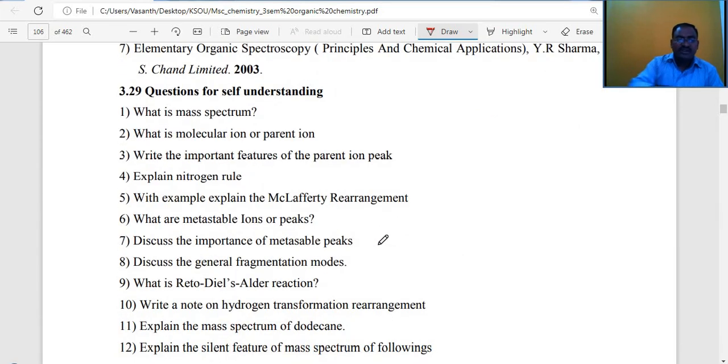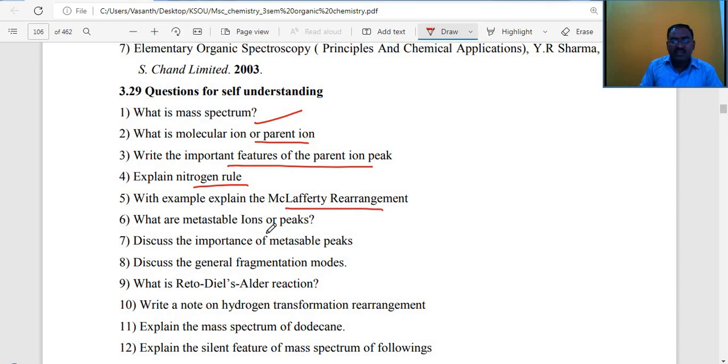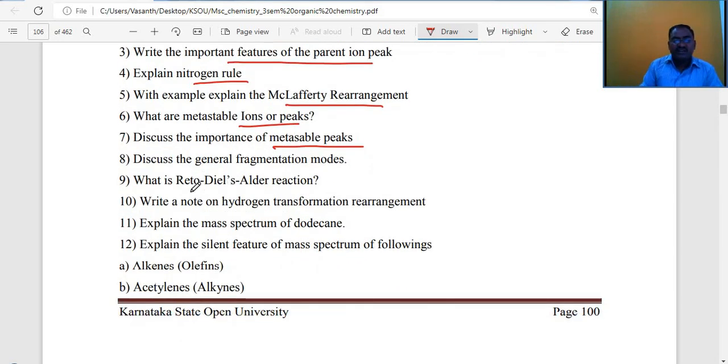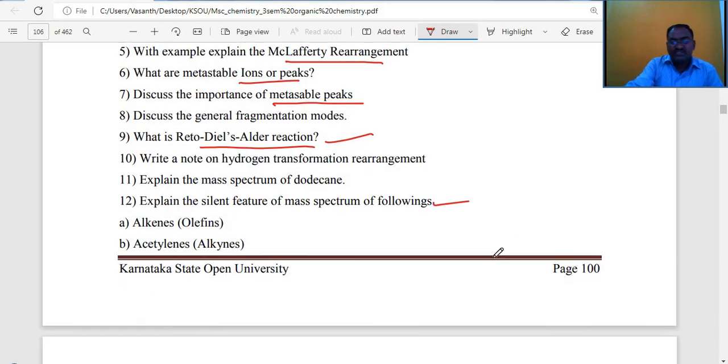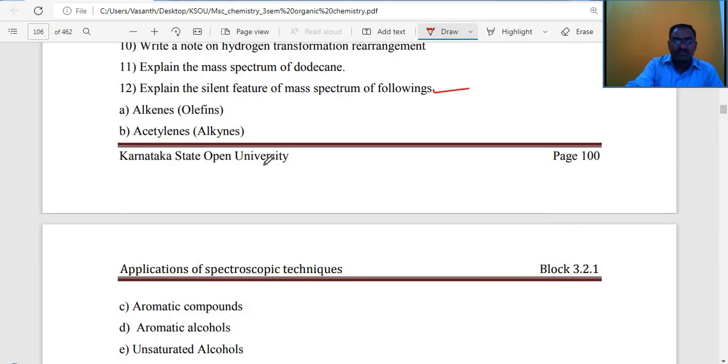Some important self-understanding questions are mentioned here. What is a spectrum, parent ion, and the important features of the parent ion, the nitrogen rule, McLafferty rearrangement, metastable ion peaks, fragmentation methods, retro Diels-Alder reaction, and the salient features of the mass spectra of different functional groups are mentioned.